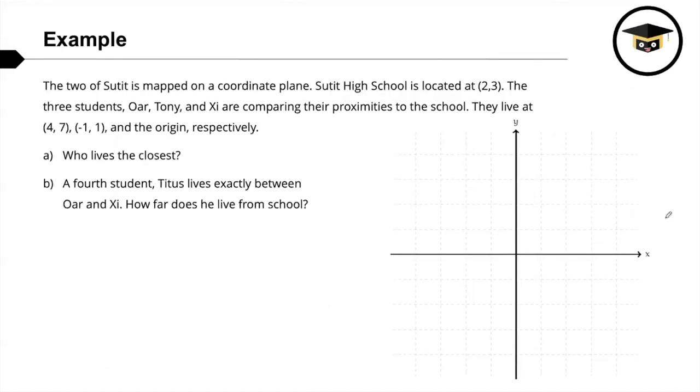Let's move on to another example. The town of Sudat is mapped on a coordinate plane. Sudat High School is located at coordinate (2, 3). So let's plot that out. (2, 3).